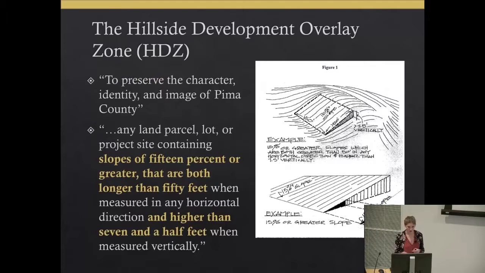So as John mentioned, the zone we're talking about is the Hillside Development Overlay Zone, or HDZ. And the purpose is to preserve the character, identity, and image of Pima County. So view sheds that hillside areas create is something that's very characteristic of our area. This zone applies to any land that has 15% or greater slopes with a 7.5-foot rise and 50-foot run in any horizontal direction. Once you measure that, you've triggered the zone, and then you need to measure your average cross slope, which is a different measurement.